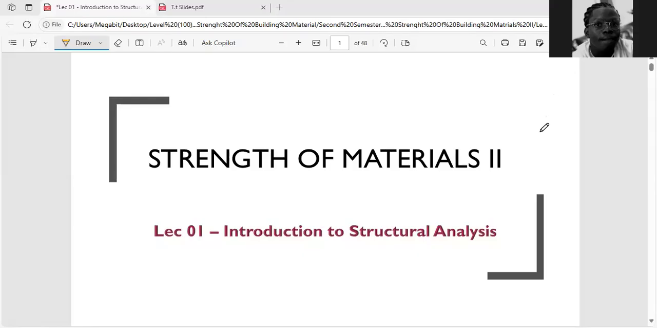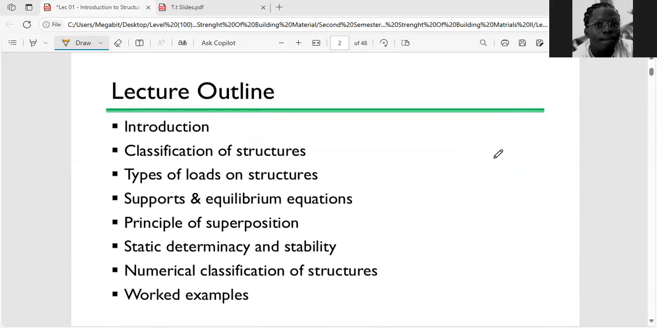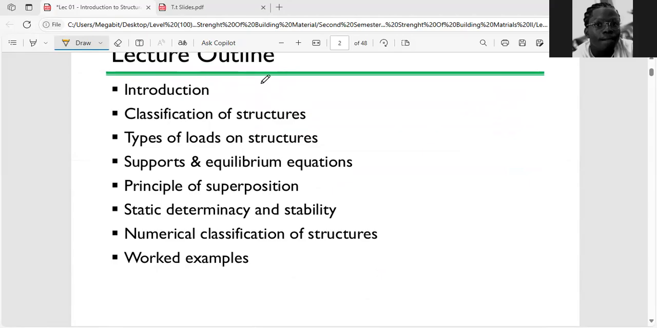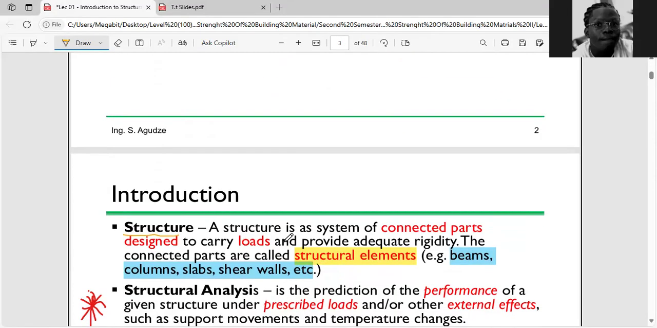In Strength of Building Material 2, Lecture 1, we are going to be talking about the introduction to structural analysis. In our lecture outline, we have our intro, classification of structures, type of load on structures, support and equilibrium equations, principle of superposition, static determinacy and stability, numerical classification of structures, and some worked examples as well.